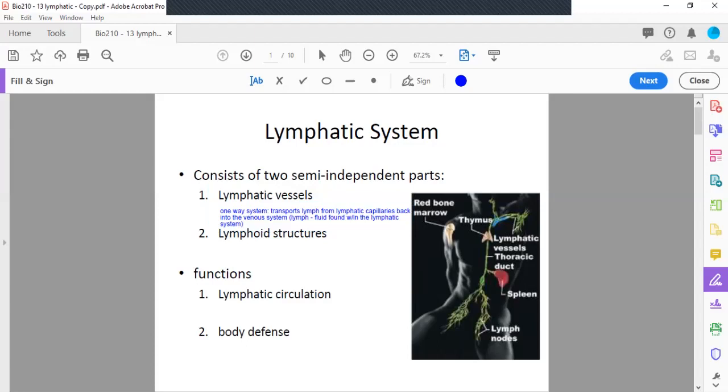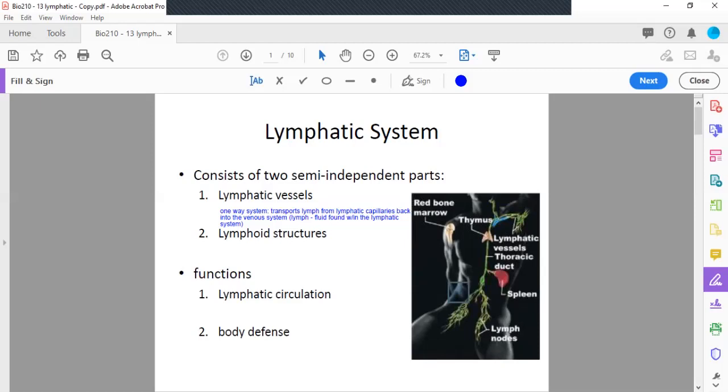If you look at the image on the right side, you can see the bone marrow is an example of the lymphoid structures. The thymus is also an example, and so are the spleen and the lymph node. As I taught you, in the right lower quadrant there is the appendix, which is also a lymphoid structure. And your tonsils are lymphoid structures as well.